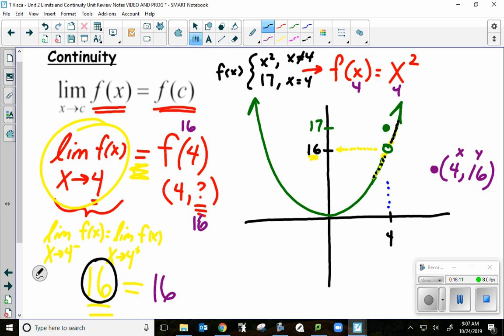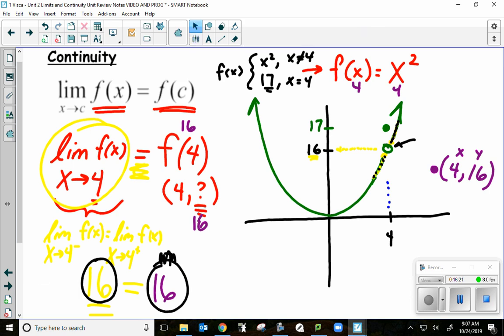F of 4 is 17. Okay, this would be 17, so it wouldn't be continuous. Why not? There's a hole here. It's not continuous. The only way is if it equals 16, if the point is where the limit should be. If my point in purple here is where the limit is, look at that. It fills it in perfectly, and it is continuous.